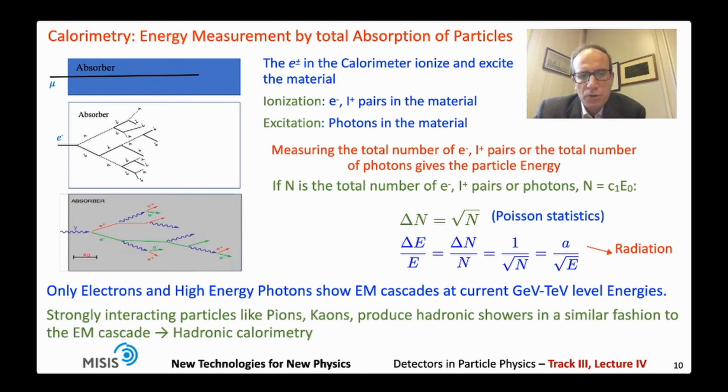Electrons and photons show electromagnetic cascades, both at the GeV and TeV energies, while strongly interacting particles like pions, kaons, produce hadronic showers in a way which is very similar to the electromagnetic cascade, but this will be described when we will see hadronic calorimeters.